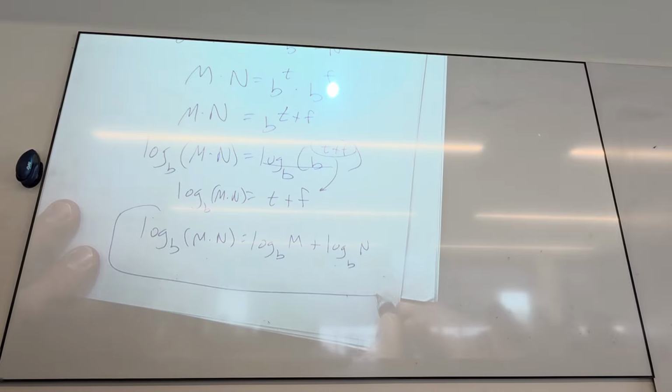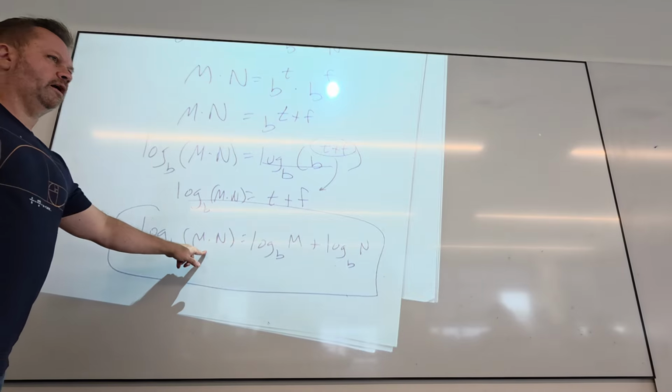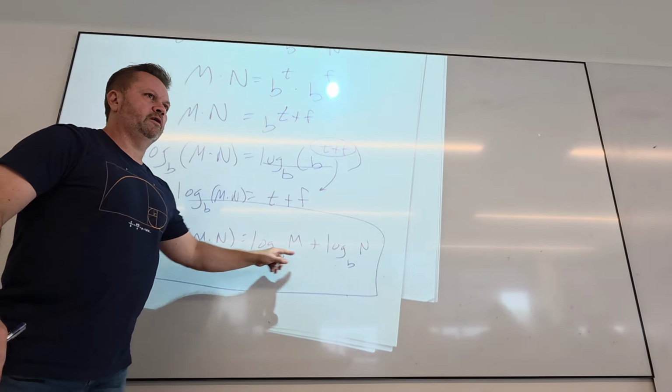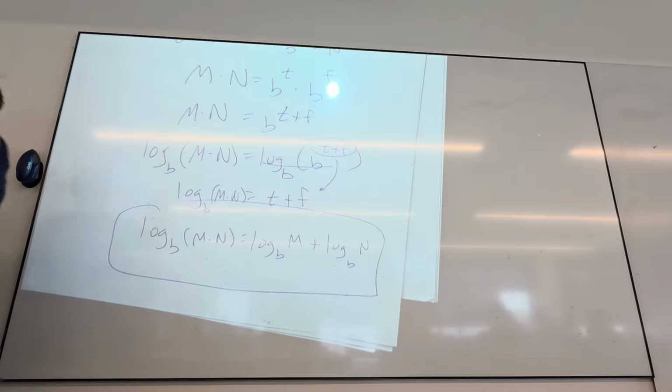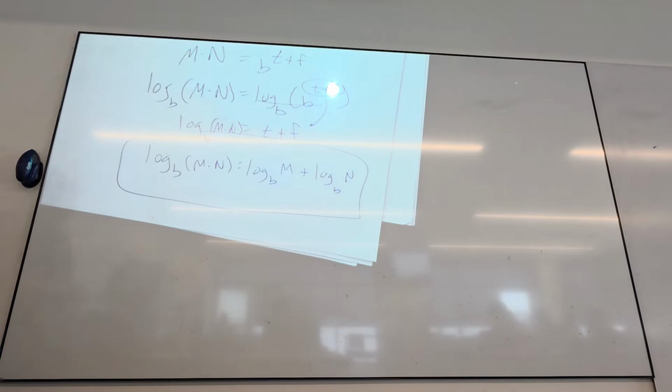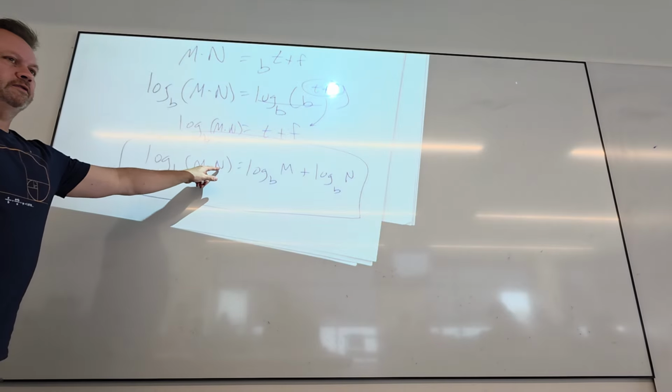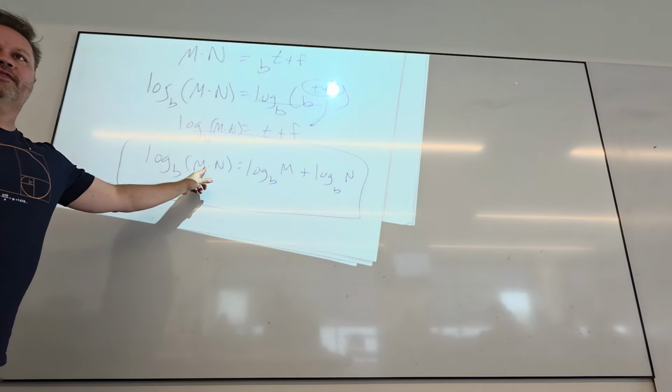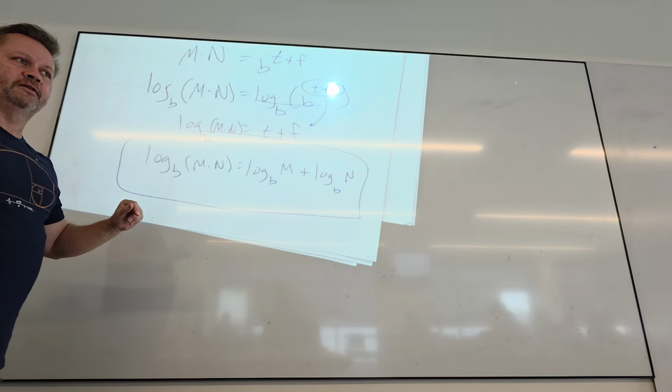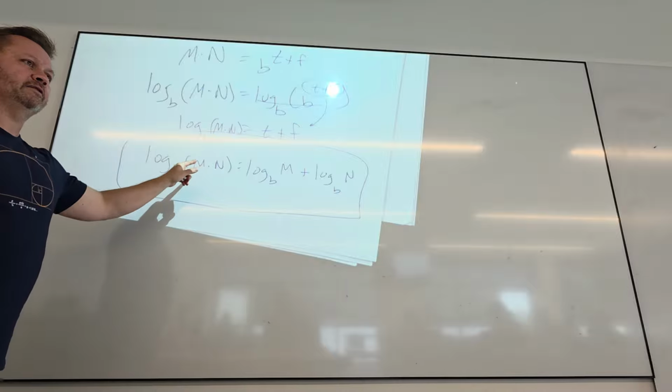Alright, here is a property of logarithms. If I have the log of a product, it becomes the sum of the logs. Why does this make sense? Remind me what a log is. It's a power. What's the base for both of these? Don't overthink it. B. So do they have the same base?